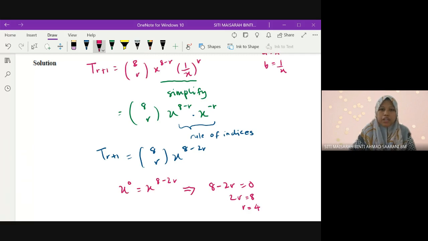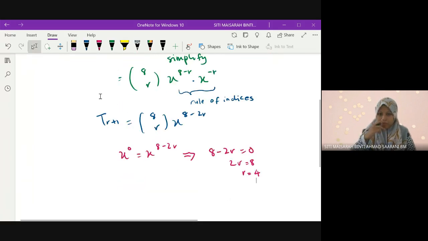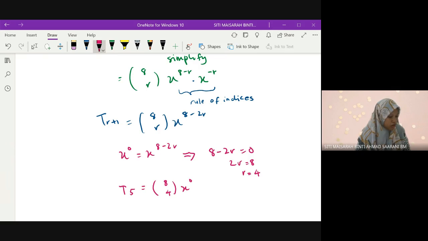So when we get R equals to 4, substitute back into T R plus 1. T R plus 1 becomes T5. T5 is 8C4 X power 0. 8C4, if we calculate, becomes 70. So our T5 is 70, the term is 70.